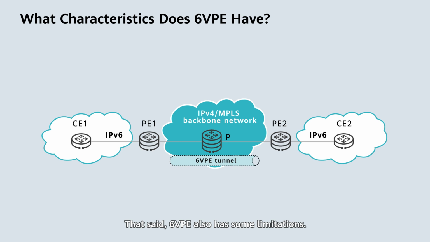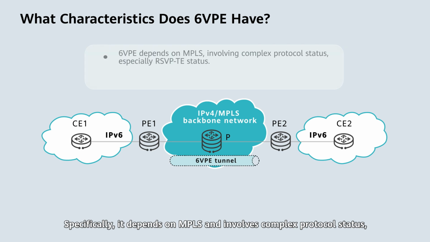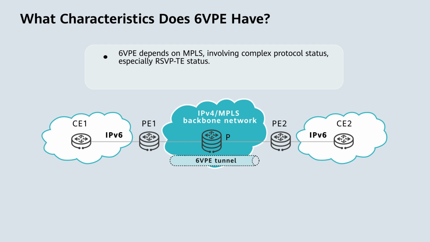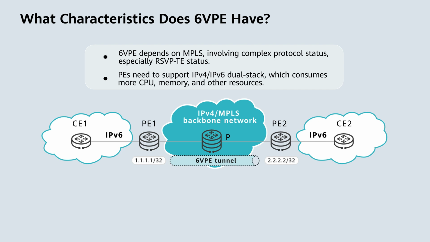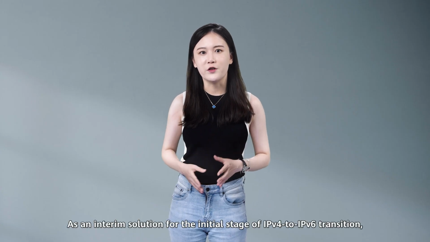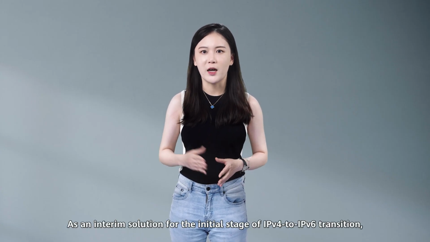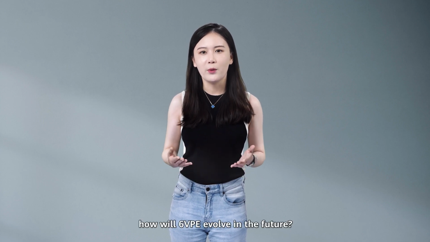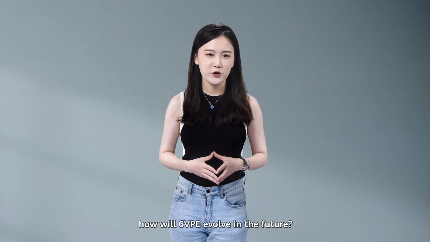That said, 6VPE also has some limitations. Specifically, it depends on MPLS and involves complex protocol status, especially RSVP-TE status. PEs also need to support IPv4 or IPv6 dual stack, which consumes more CPU, memory, and other resources. As an interim solution for the initial stage of IPv4 to IPv6 transition, how will 6VPE evolve in the future?